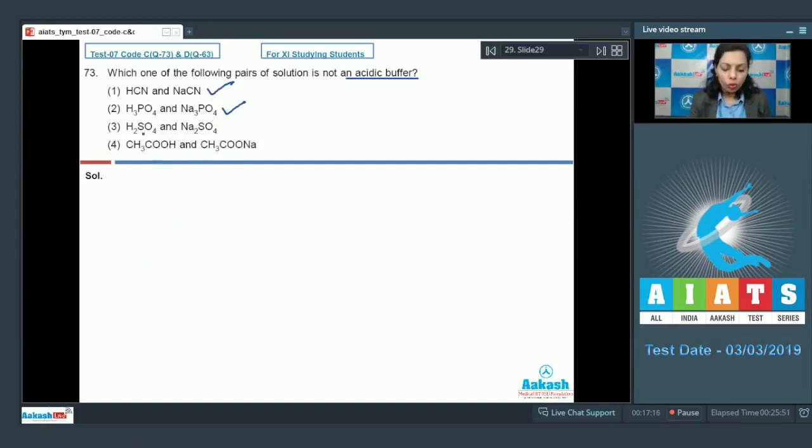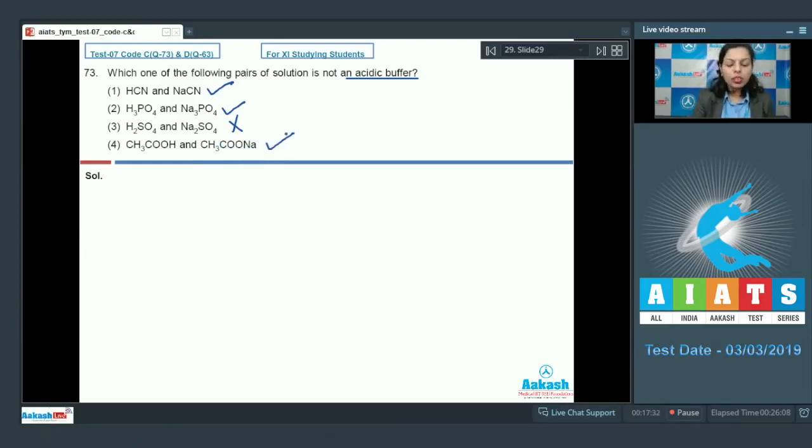H2SO4 and Na2SO4. H2SO4 is a strong acid, not a weak acid, and that's why I'm just ignoring this. Further, the next option, CH3COOH, weak acid, and the salt of this weak acid with a strong base, NaOH. It's given here.